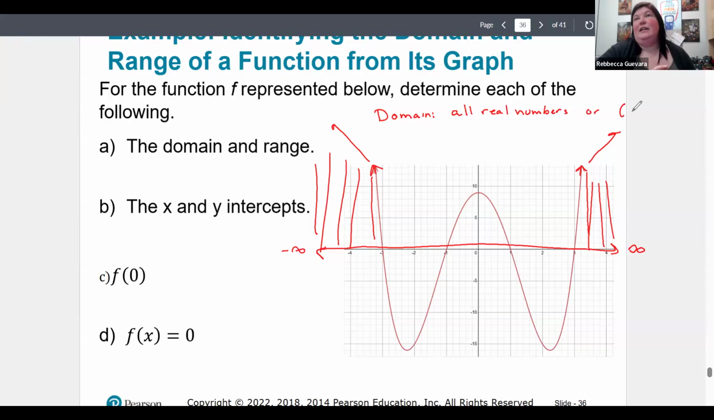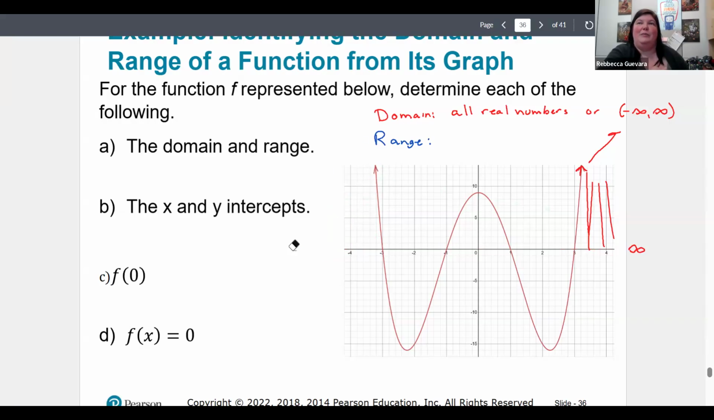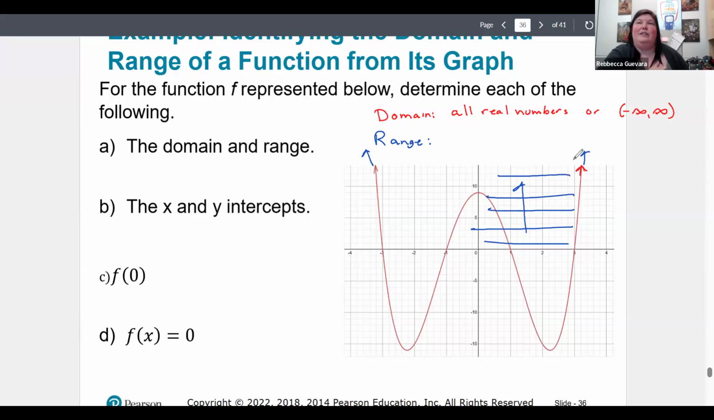Or we can say it goes from -infinity to infinity if we use interval notation. So I accidentally switched my colors, but my range is going to be blue this time. So range, let me get rid of all my little red lines here causing me problems. So we talk about range. Remember, this is still going indefinitely. So as we go up, we're still getting y values, right? They just keep on going.